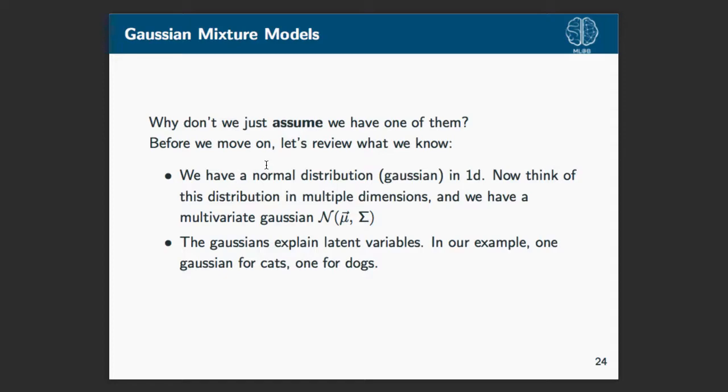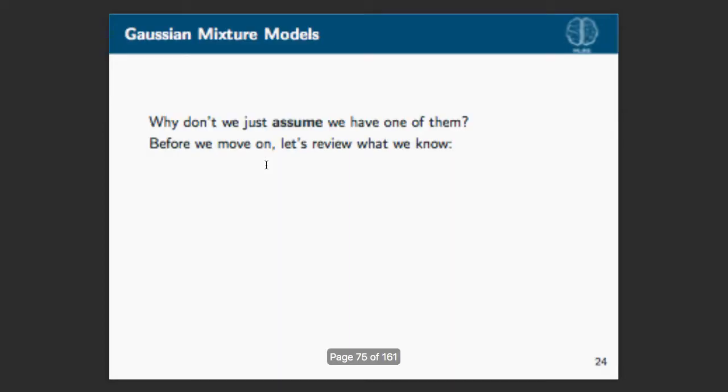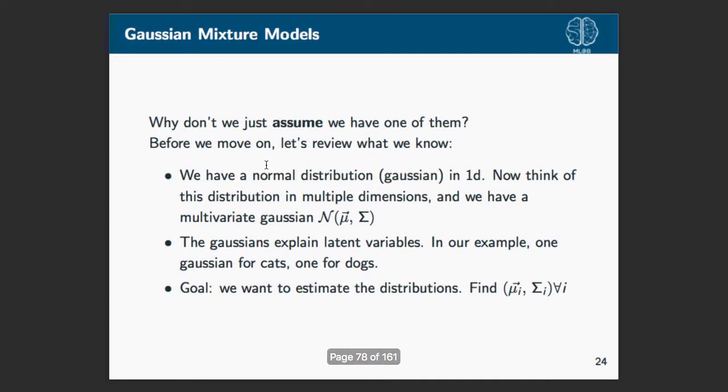We have some intuition that maybe these Gaussians can help explain the latent variables. For example here, we had these two Gaussians to explain the cat versus dog variable. So maybe we can use these Gaussians to model the latent variables in our data set. That's our goal. We want to estimate the distributions. We want to estimate the mean vector and the covariance matrix for all of the classes.